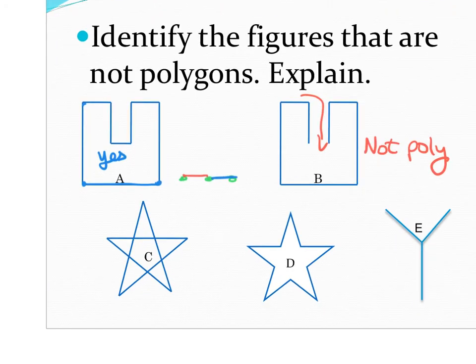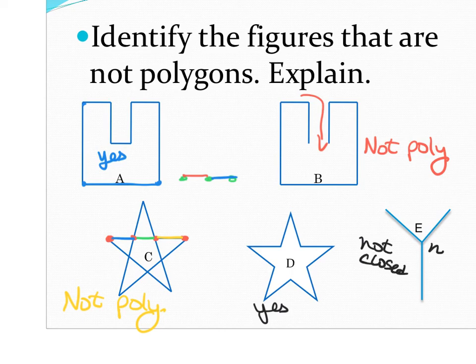Example C is showing number 2 on the previous slide. See, I have a point here, point here, point here. This can't exist. I can't have 3 different segments here on the same line. So this one's not a polygon. This one is. It satisfies all 3 conditions. And the last one is not. Number 1, it's not a closed figure. So that makes it not a polygon.